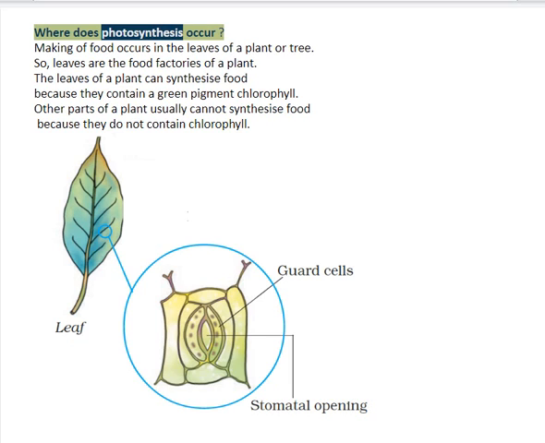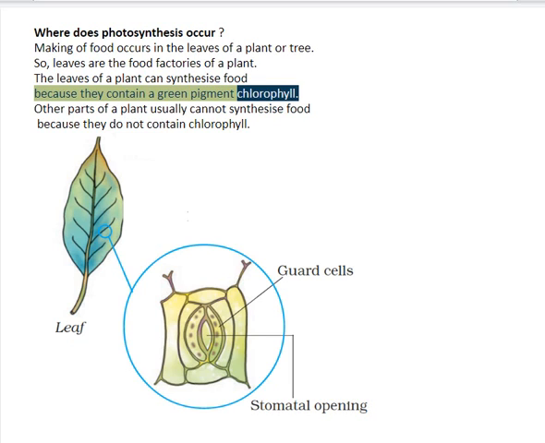Where does photosynthesis occur? Making of food occurs in the leaves of a plant or tree. So, leaves are the food factories of a plant. The leaves of a plant can synthesize food because they contain a green pigment chlorophyll. Other parts of a plant usually cannot synthesize food because they do not contain chlorophyll.